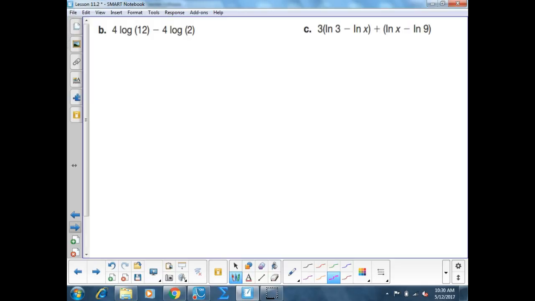You want to try them on your own, or do you want to walk through them together? Yeah. Because of the subtraction sign. Yep. Just call it log because it's log base 10. Yeah. Okay. And then it'd be like 12 to the power of 4 and 2 to the power of 4.